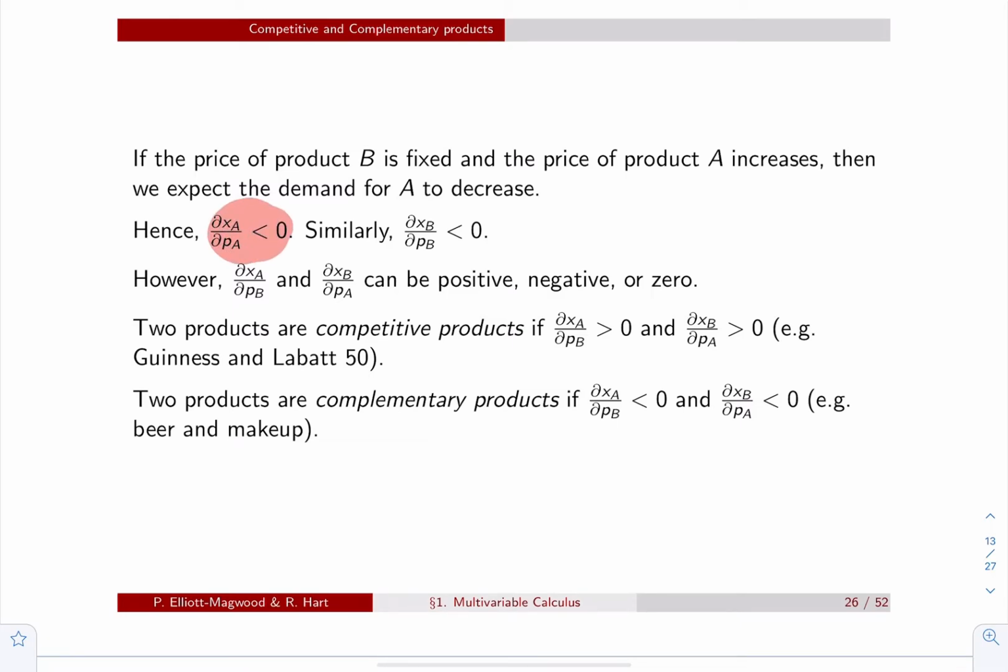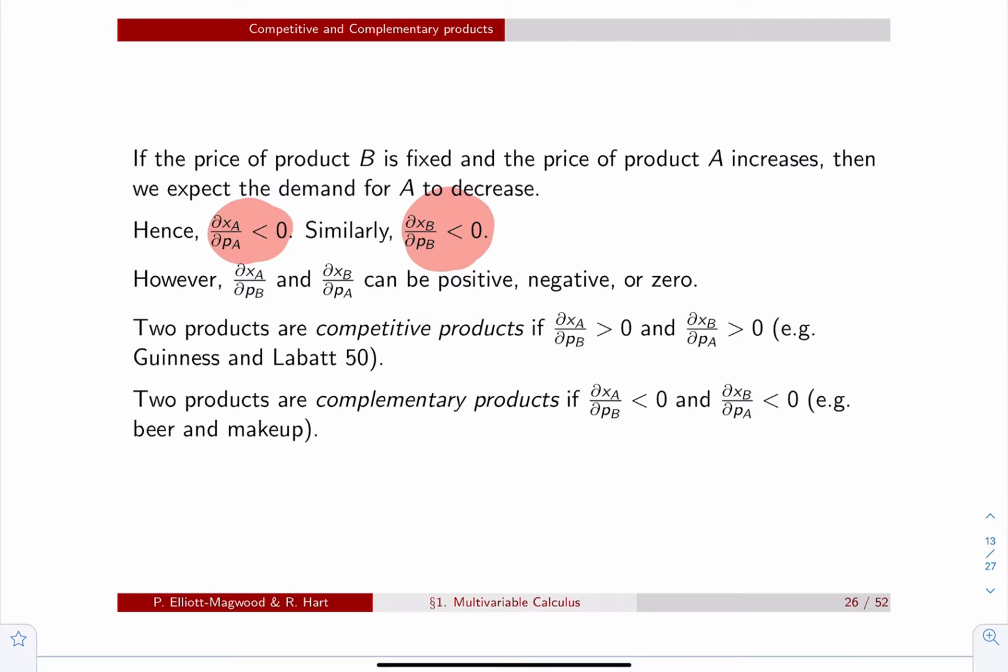This is just like before, price goes up, demand goes down. It's almost going back to the case of one product with one demand and one price. We're expecting the demand function to be a decreasing function. And then, of course, the same idea for the other product. If the price of the product A is fixed, but we are increasing the price of product B, then of course we're expecting the demand of product B to go down. So here, del XB over del PB, is going to be also strictly negative.